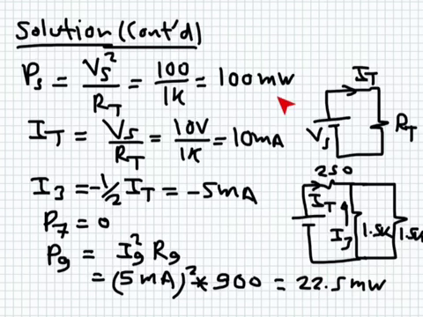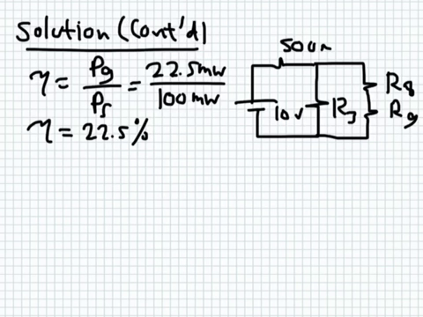But the source delivered 100 milliwatts. So this means that the rest of the power was dissipated in the other resistances as losses. So my efficiency would be this number divided by this number, and then you multiply by 100%. So this is the last step in this question. You divide the power dissipated in R9, which is our intended load, over the total power supplied by the source. And this will give you a low efficiency of 22.5%.